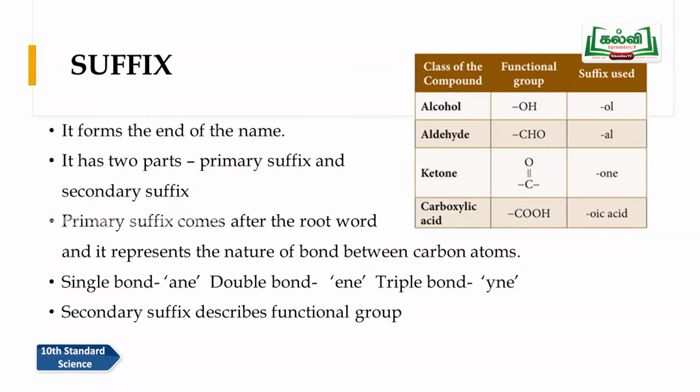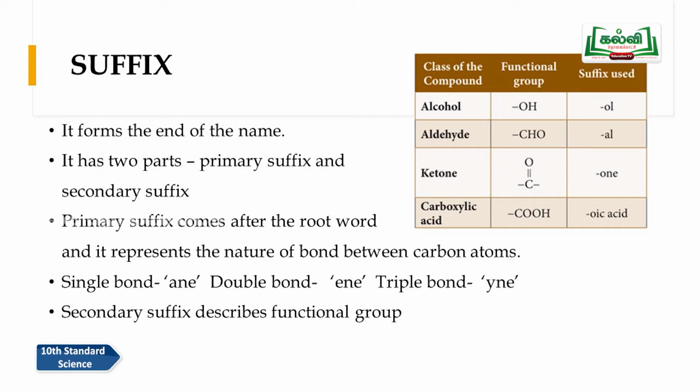Let us now see what a suffix is. Suffix gives the end of the name. Suffix is divided into two parts. One is called primary suffix and the other secondary suffix. What does the primary suffix tell? It tells about the nature of bonding between the carbon atoms. It comes directly after the root word, and it gives us an idea about the nature of the bond between the carbon atoms.